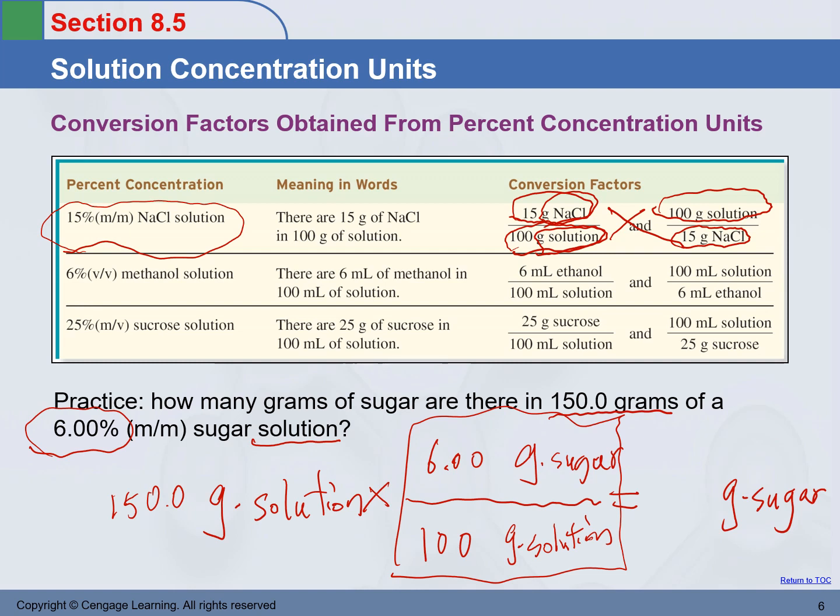Now, if you do the math, you plug this number into your calculator, multiply it by all the numbers on the top, divided by all the numbers at the bottom, you're going to get 9.00 grams of sugar. 3 significant figures.